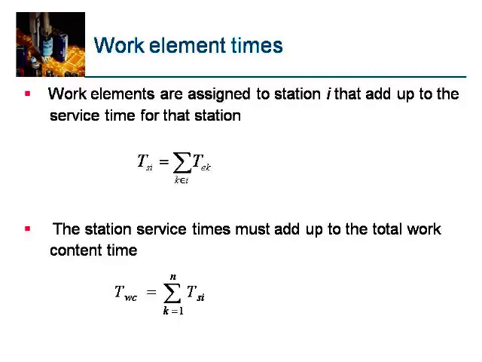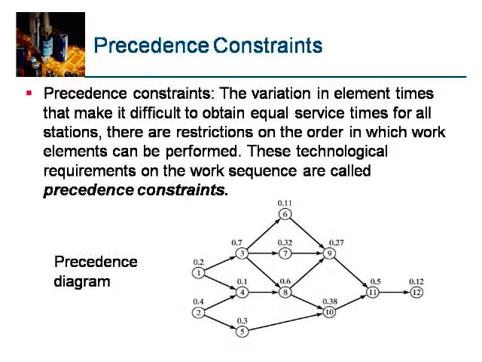The station service times must add up to the total work content time: TWC is equal to the sum from k equals 1 to n of TSI. Now, precedence constraints are followed, otherwise it won't lead to a complete assembly. The variations in assembly times make it difficult to obtain equal service times for all stations. There are restrictions on the order in which work elements can be performed. These technological requirements on work sequence are called precedence constraints.